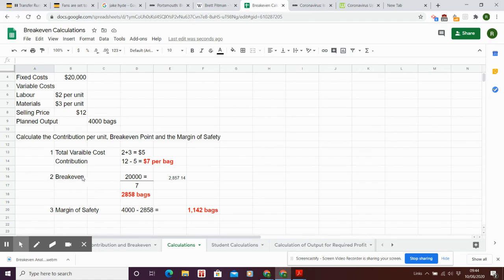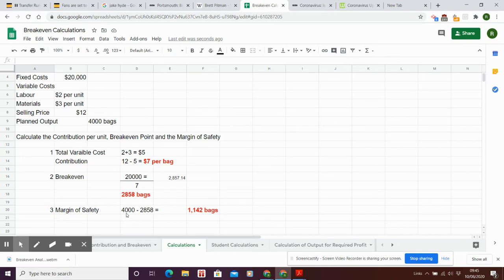The break-even point is the fixed costs divided by the contribution per unit, so 20,000 divided by 7, which equals 2,857.14 bags. So the actual break-even point of this firm is 2,858 bags. And that would be my final answer. And I would always make sure that I put the decimal in initially so the examiner can see what I've done, and then I round it up.